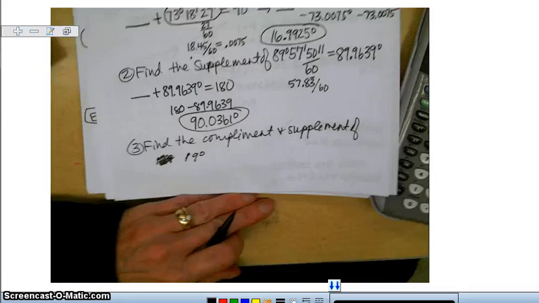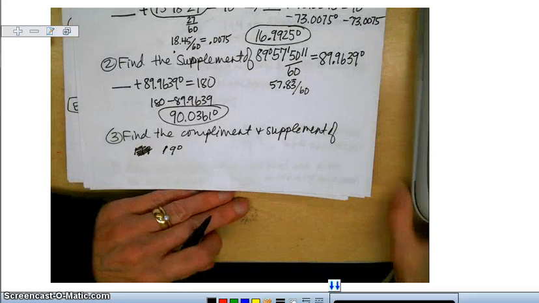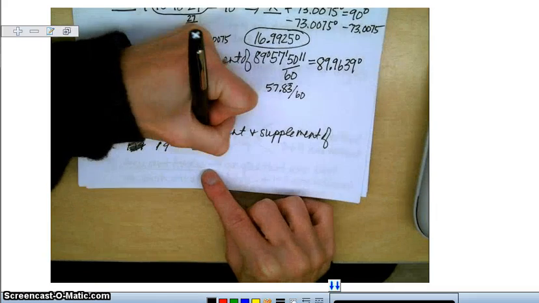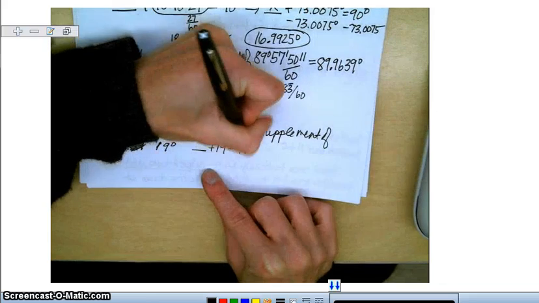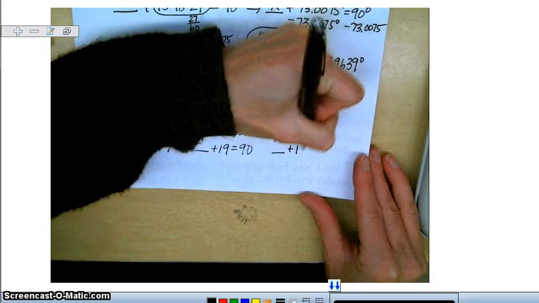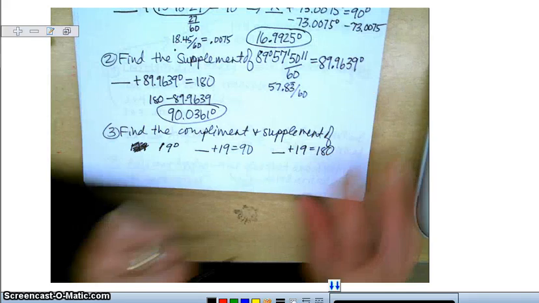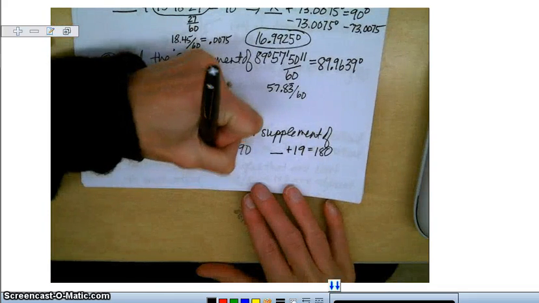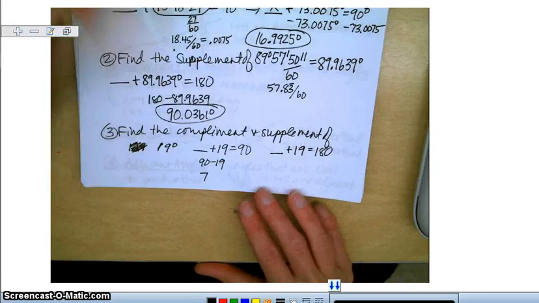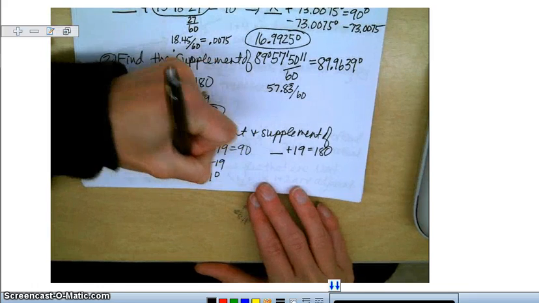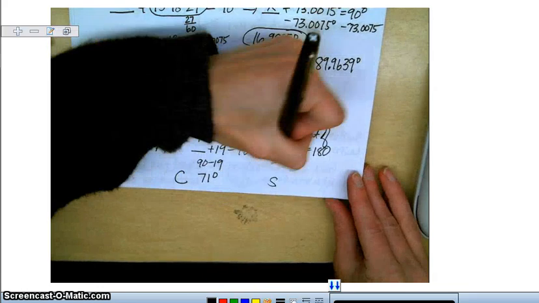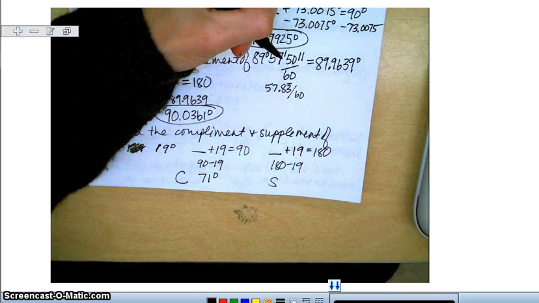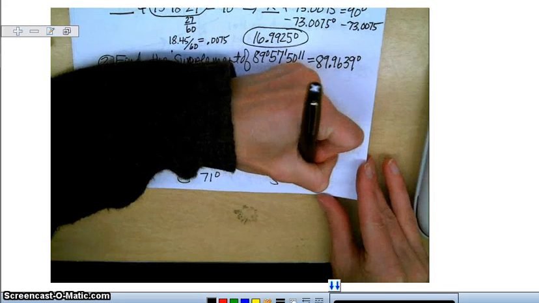Okay, and finally this one's pretty easy. Find the complement and supplement of 19 degrees. So the complement is where 90 equals something plus 19, and the supplement is something plus 19 equals 180. So all I have to do is take 90 minus 19 here, and the complement is 71 degrees, and for the supplement, all I have to do is take 180 minus 19, and that gives me the supplement is 161 degrees.